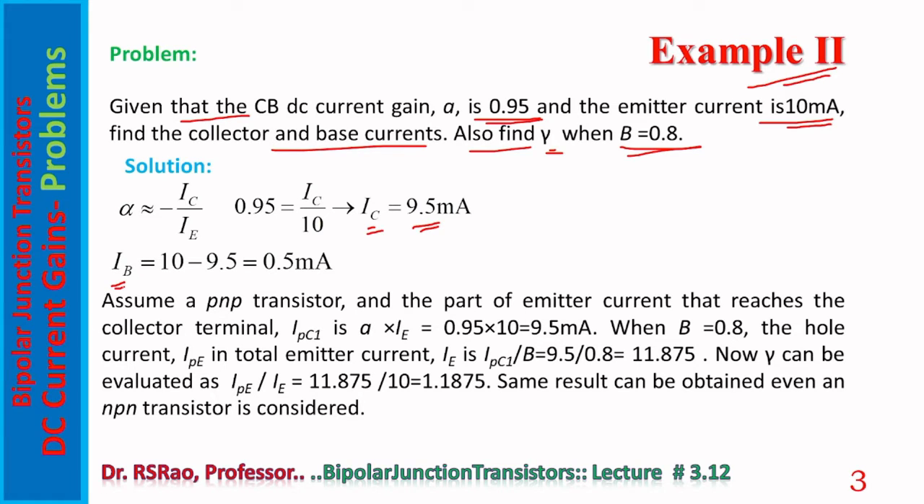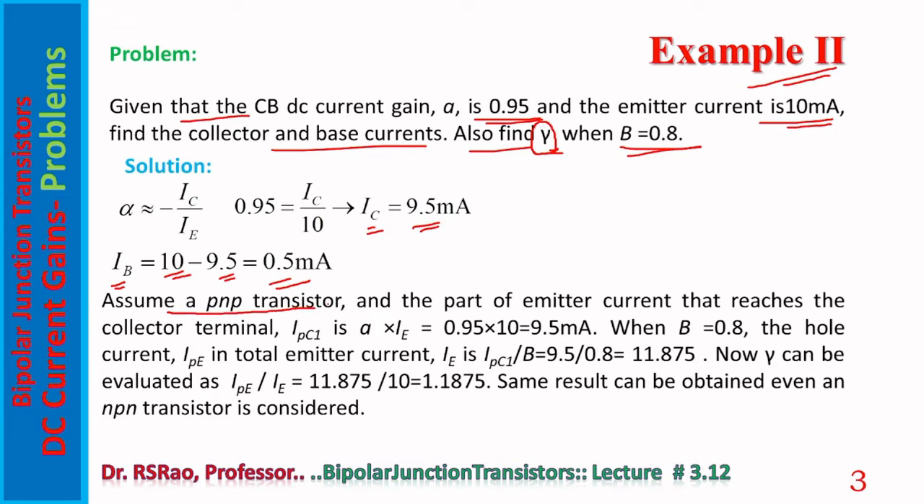IB is emitter current minus collector current. Emitter current is 10, collector current is 9.5. Therefore, base current turns out to be 0.5 milliamperes. We are asked to find out gamma. That part we tackle now.